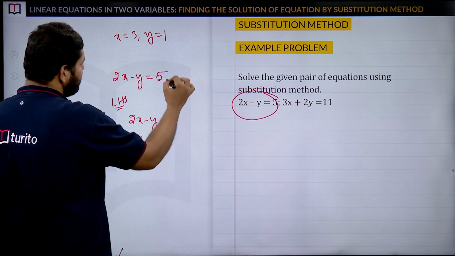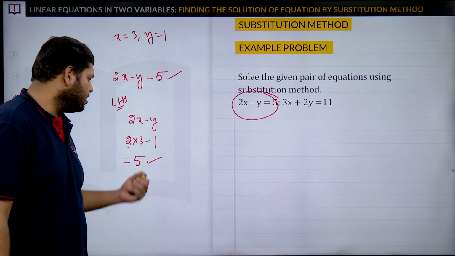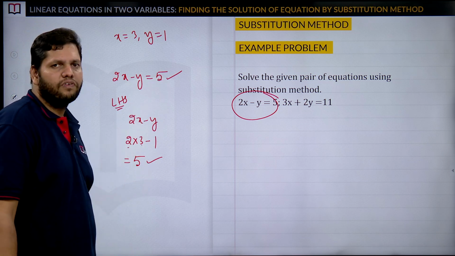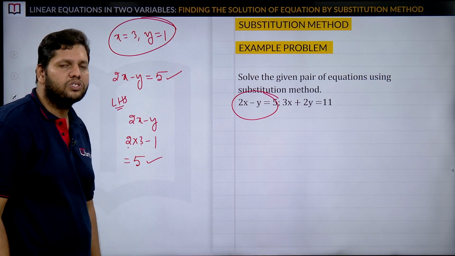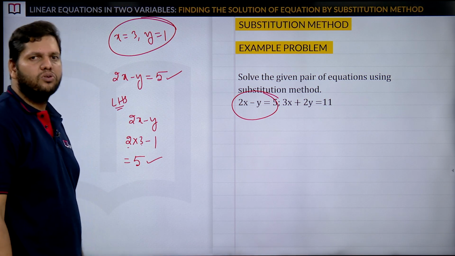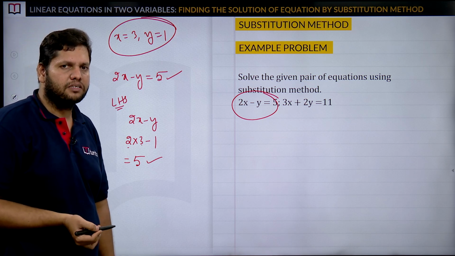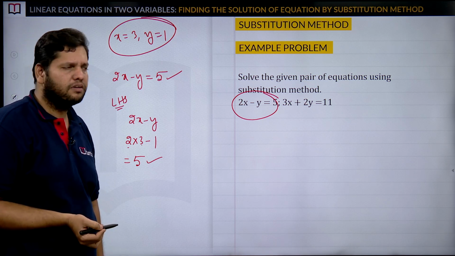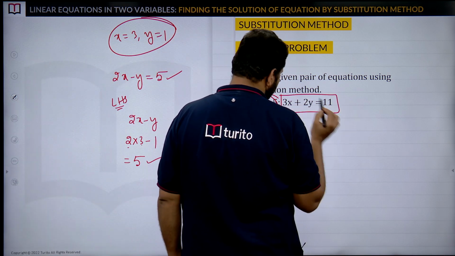See, children, LHS and RHS are both equal. The LHS value is 5, and the RHS value is also 5. So can I say this x is equal to 3 and y is equal to 1 is a solution, children? Yes, it is a solution because it is satisfying my given equation, the LHS and RHS parts. Then I still want to check for this equation also, children. Let me take this also.